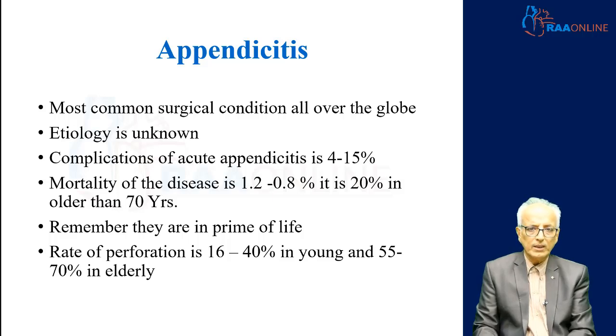Complications of acute appendicitis are around 4 to 15%. Mortality of the disease is 0.2 to 0.8%, and it is almost 20% in people more than 70 years of age. Remember, acute appendicitis happens in the younger age group in their prime of life. The rate of perforation is about 16 to 40% in the young, whereas it's nearly 70% in the elderly.